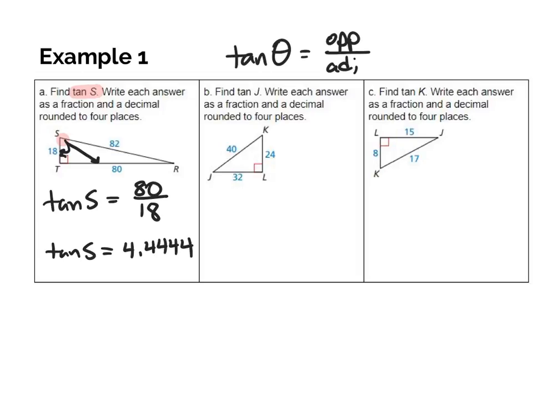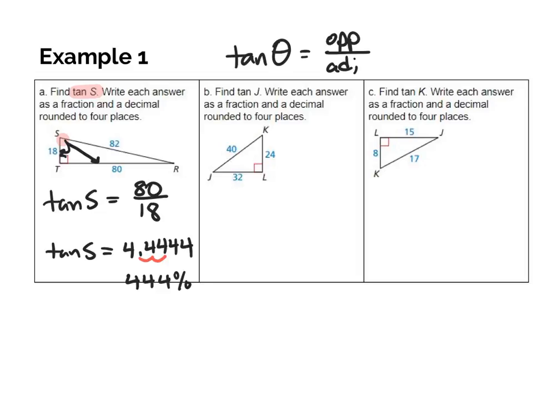Now, this is a little bit tricky, but think of this as a percent. It's a little tricky to visualize as a percent, but if I were to move this decimal over, we're looking at about 444%, which means that that opposite side is much, much bigger than that adjacent side. So percentage-wise, it gets a little tricky to understand this kind of like we did before, but it's the same kind of principle. Okay, so let's look at example B.